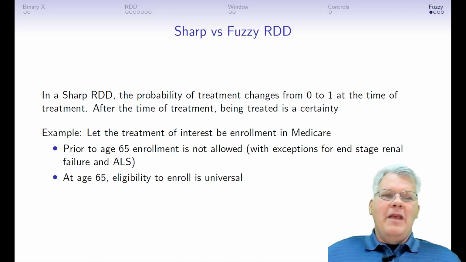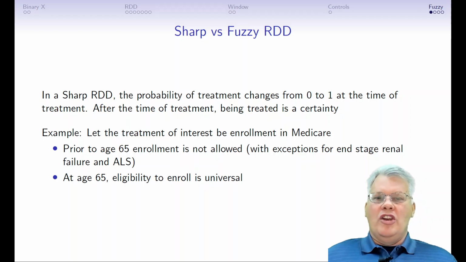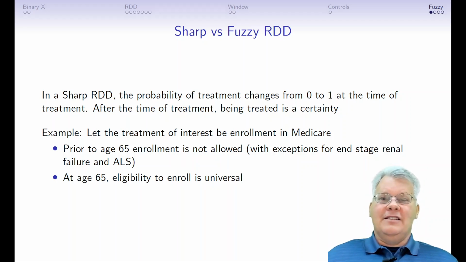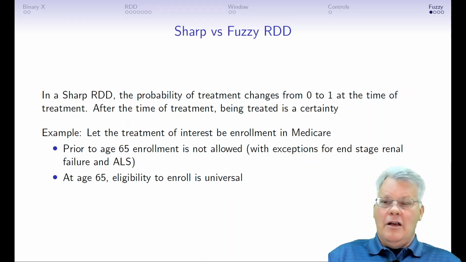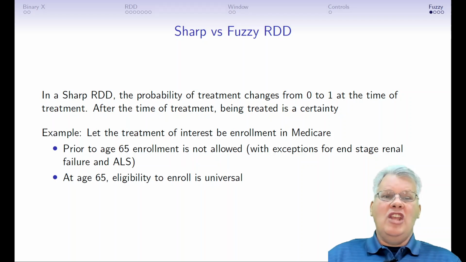So the other major variation in regression discontinuity designs is in what the literature calls a sharp regression discontinuity versus a fuzzy one. So the examples that we've talked about so far are sharp regression discontinuities. The reason why they're called sharp is that at the point of treatment, the probability of a subject being treated changes from 0 to 1 at the time of the treatment. And after the time of treatment, being treated is a certainty.